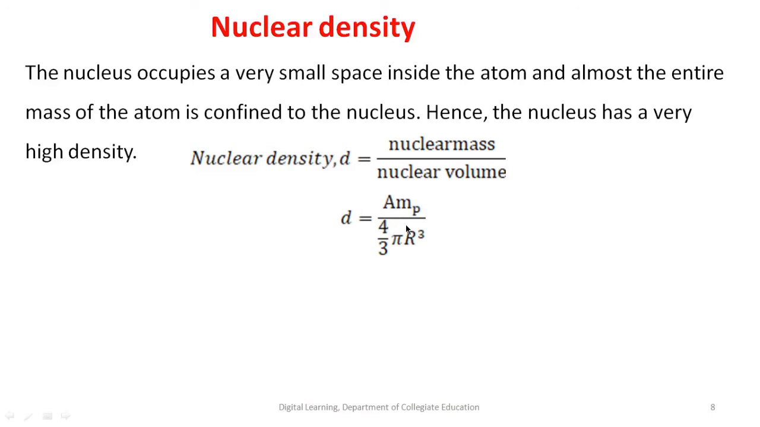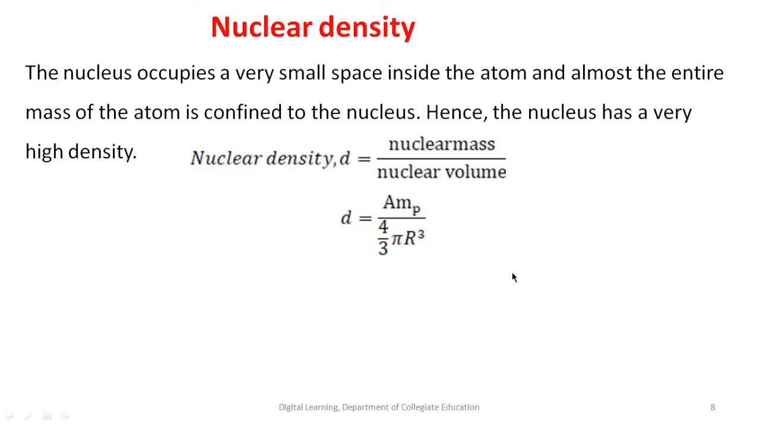A into mp is the mass of the nucleus, so it is the sum of the mass of protons plus the mass of neutrons. A is the atomic mass. Atomic mass contains the number of protons as well as the number of neutrons. The mass of a proton is nearly equal to the mass of a neutron. Therefore, nuclear density can be expressed as A into mp divided by volume.